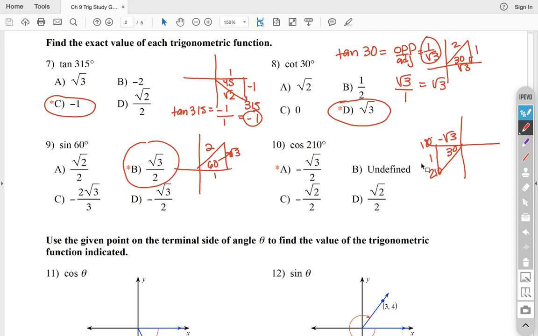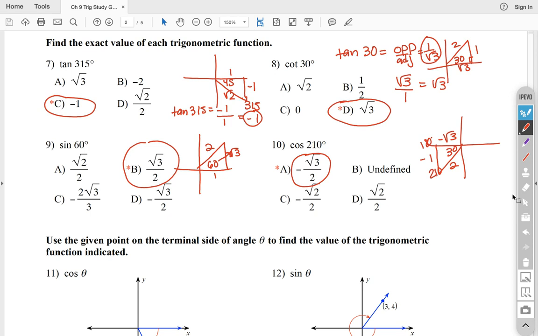You can also just look at your unit circle, and the answer is going to be the x value because it's cosine. This is going down, and this is 2. So cosine is going to be adjacent over hypotenuse. So it should be negative square root of 3 over 2. Or look at your table for the answer. You can also do your calculator, but your calculator will give you a negative 0.866, and negative 0.866 is negative square root of 3 over 2. Okay, so that's it for that one. So 7 is C, 8 is D, 9 is B, 10 is A.